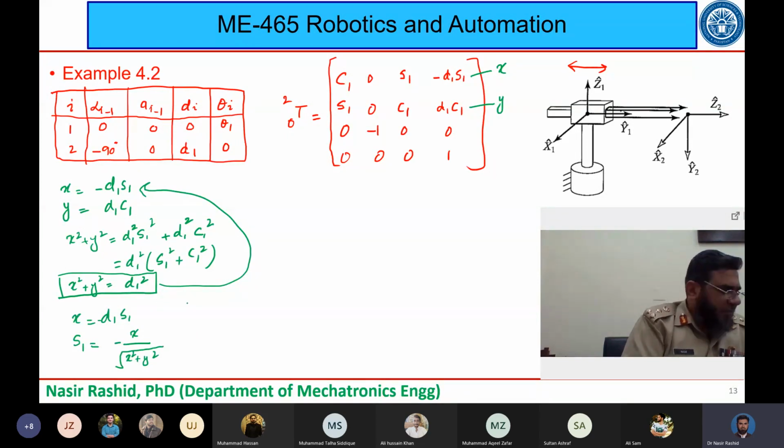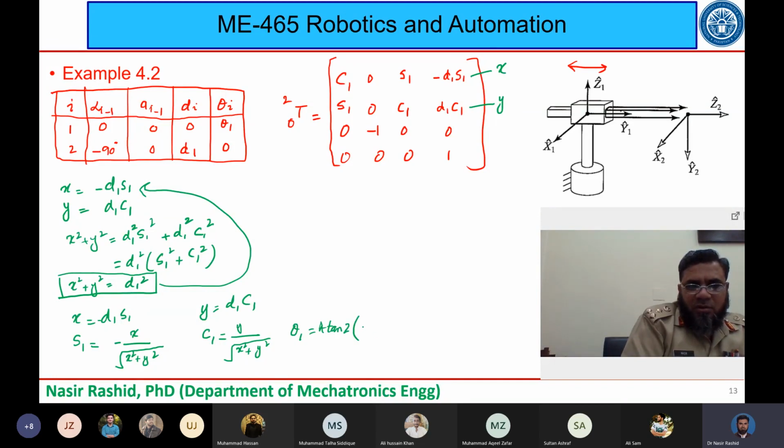सिमिलरली मैं y में इसकी वैल्यू डाल दूँ तो y इज इक्वल टू d1 cos 1। सो यहाँ से cos 1 किसके बराबर हो जाएगा, y over under root x square plus y square। सो sin 1 cos 1 जब मुझे मालूम हो गया तो नाउ आई कैन फाइंड थीटा 1, which will be a tan 2 of sin theta 1, cos theta 1.